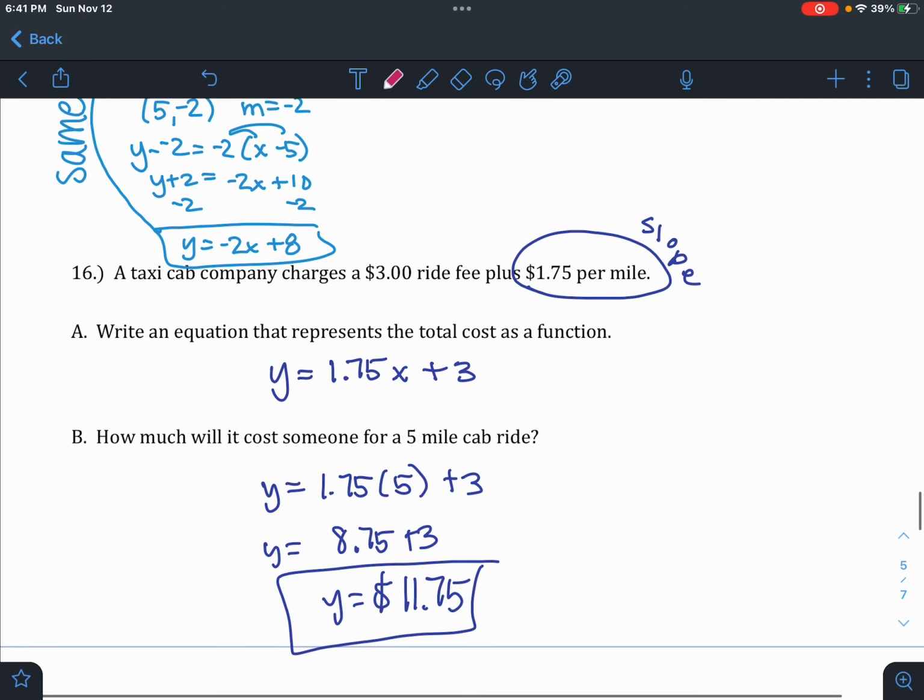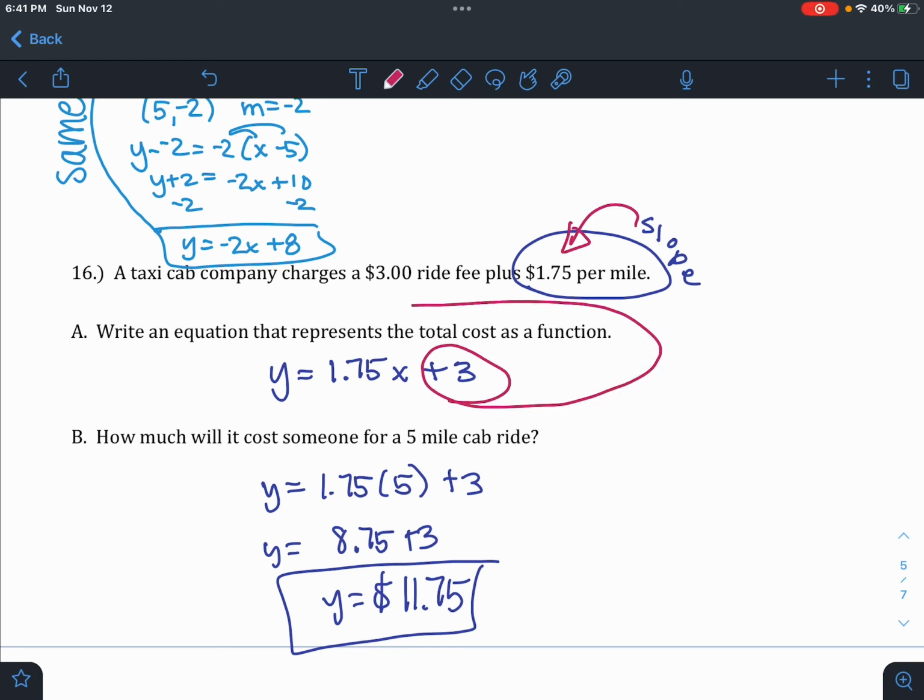On 16, we have just a regular question here of a taxi cab that is charging $3 per ride, plus $1.75 per mile. So this $1.75 represents our slope, and we write the equation of the line. The initial fee is $3, with $1.75 for every mile that we drive in this cab.